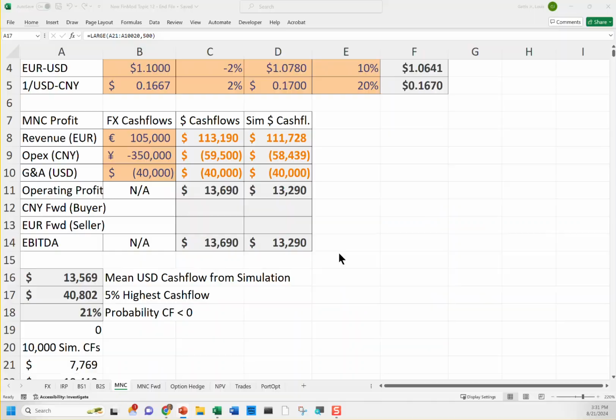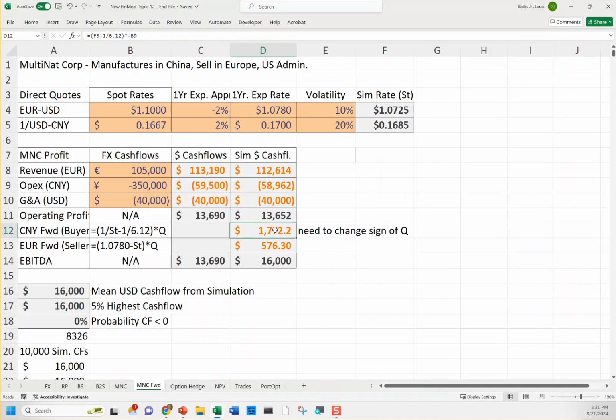So we're going to simulate those two hedges. I'm going to go to MNC forward here. Everything else here is the same, except I've entered a formula here for my long forward to buy Chinese yuan at 612: here's my simulated exchange rate minus the forward price. Assume they negotiate a forward price of 612, so it's 1/612. These always have to be in direct terms. That's why this is in dollar terms, and this one is converted to dollar terms.